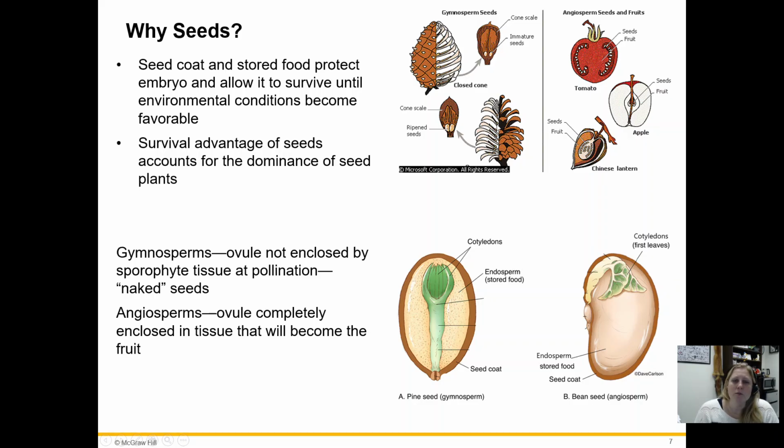We have that in both our gymnosperms and our angiosperms. The gymnosperms retain their seeds in the female cone. Angiosperms are going to be retained in a fruiting body or an ovary of a flowering plant. And so that's going to be something a little bit different there, but both of them are going to be able to wait until the right time to develop. So let's talk about our naked seed plants or our gymnosperms.